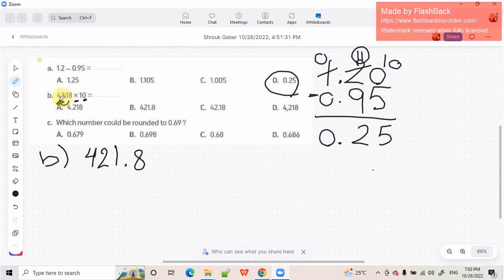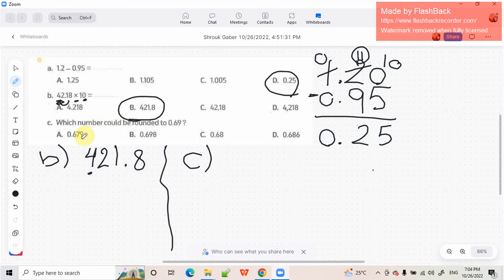Okay, 4 here in tens place, but 4 here in hundreds place. So the answer increased. The answer will be 421.8. Question number C. Here he said which number could be rounded to 6.9. Okay, first step, he rounded which digit?